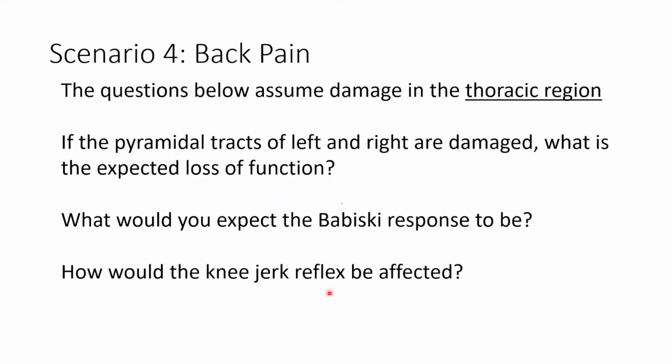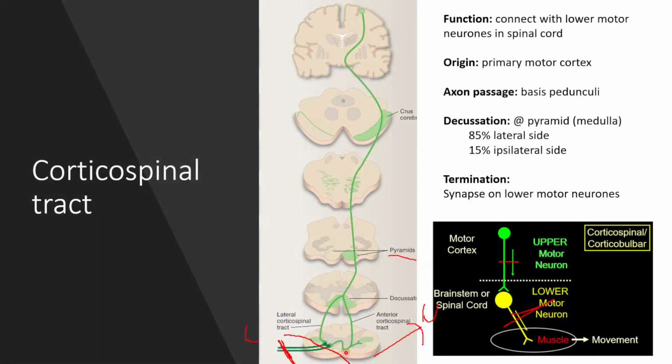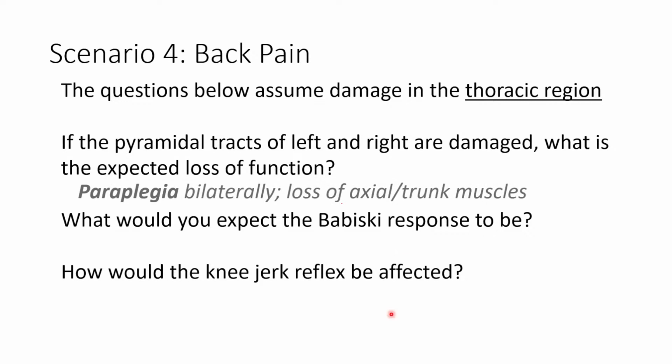However, if we go back, we will see that this part also triggers the axial muscles. This part, the anterior spine aspect, provides fibers for the axial muscles. So we will have two damages. We'll have paraplegia bilaterally, so they won't be able to use their legs. That's paraplegia, which means bilateral loss. We will have loss of the axial trunk and muscles. So we will have the loss of these functions.